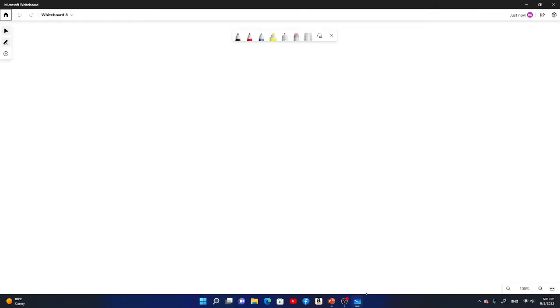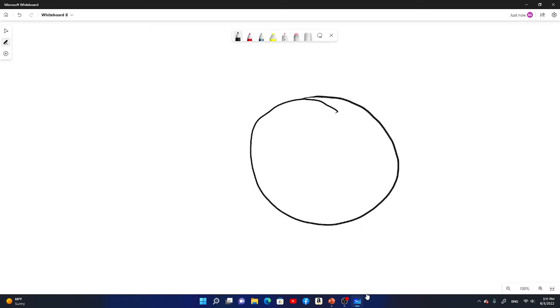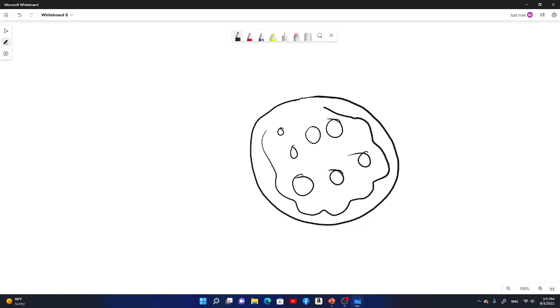So pretend you just bought pizza to share with your friends. Sorry, that's not such a good circle. I'll just erase this part. Pretend this is a pizza. The circle is the pizza. Let's just do the toppings. Okay, let's just pretend it's a pizza.